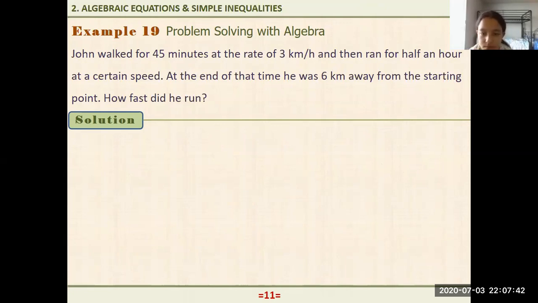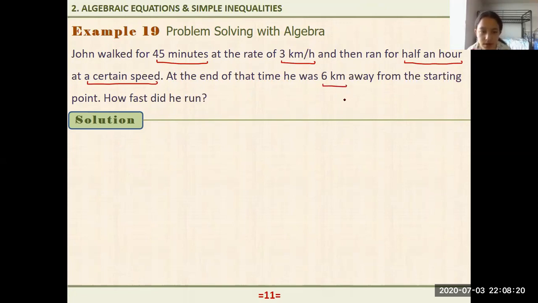Very good. Now, Shahina, I have a question for you. You read the problem. Did you understand? Not much, I know that, but read it again now. One more time, now a bit slowly, now try to understand. John walked for 45 minutes at the rate of 3 kilometers per hour, and then ran for half an hour at a certain speed. At the end of that time, he was 6 kilometers away from the starting point. How fast did he run? Very good.